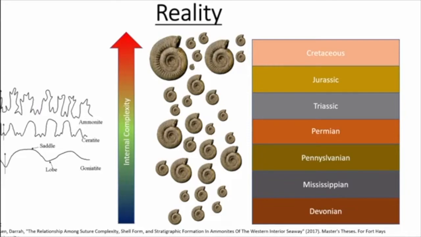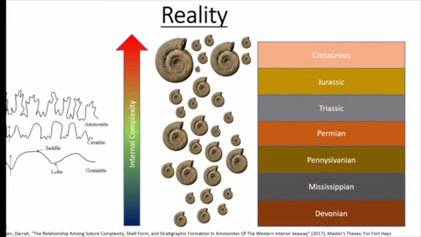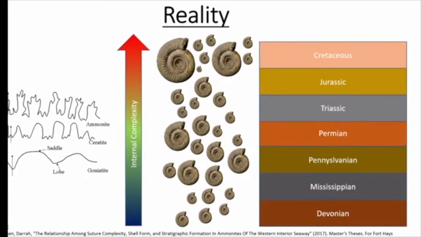Ammonites with a simpler internal structure are found at the lowest layers, while those with a complex internal structure are found at the highest layers, and never the other way around. This sorting regime matches perfectly with the uniformitarian model, where more complex structures didn't evolve until later.